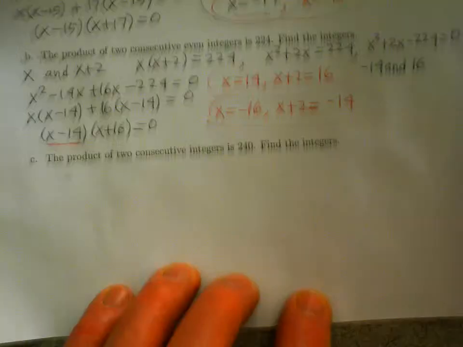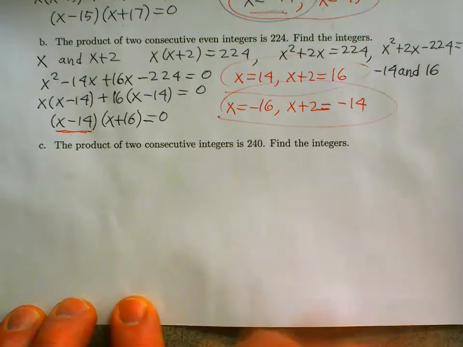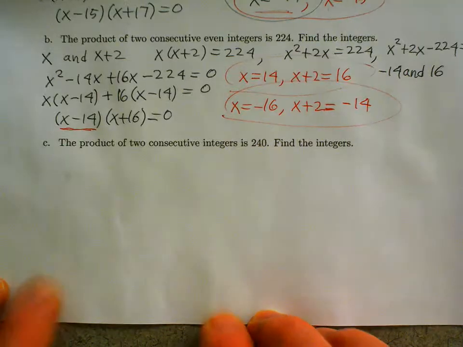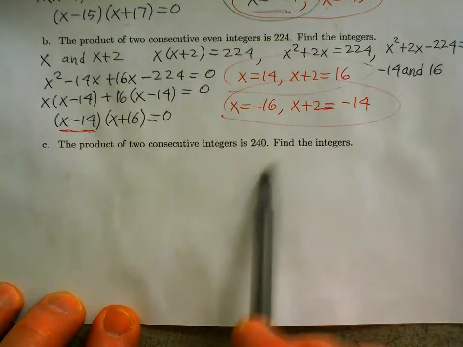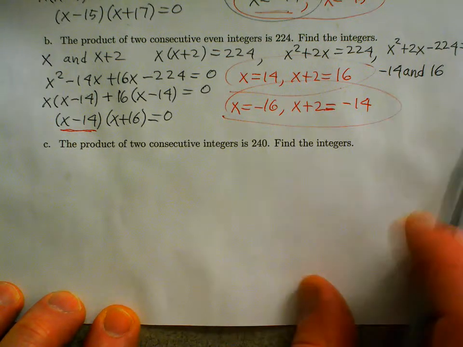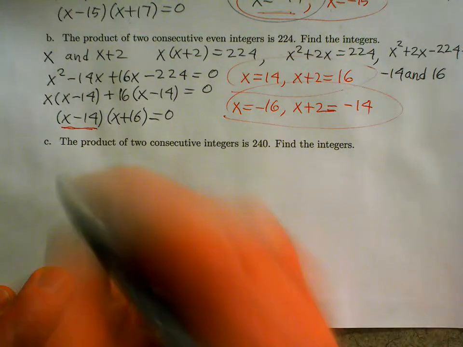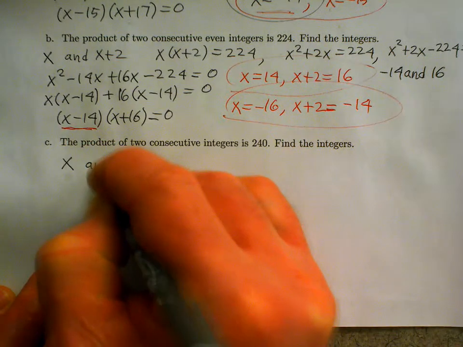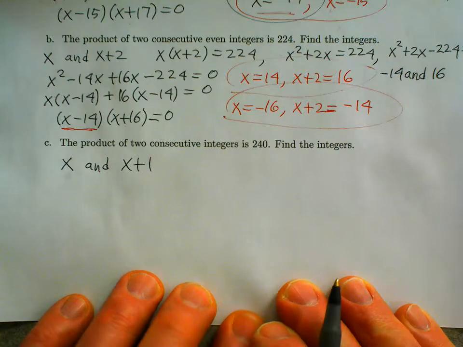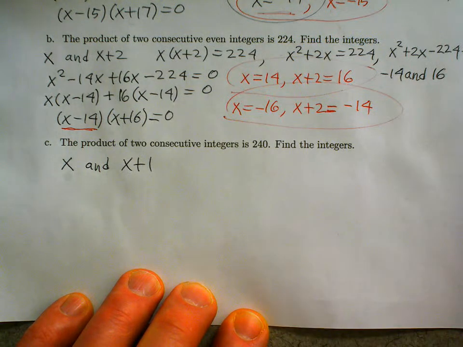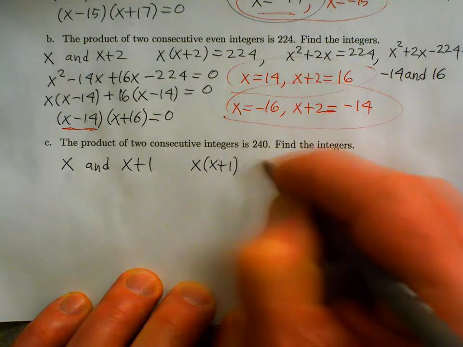Okay, part C. The product of two consecutive integers is 240. Find the integers. If it's two consecutive integers, then x and x plus 1 represent consecutive integers. And then the product is 240. So x times x plus 1 is 240.